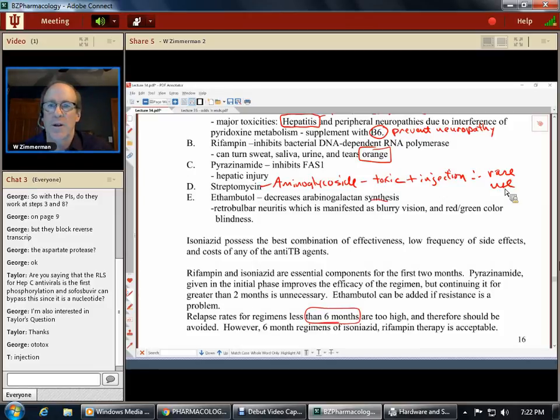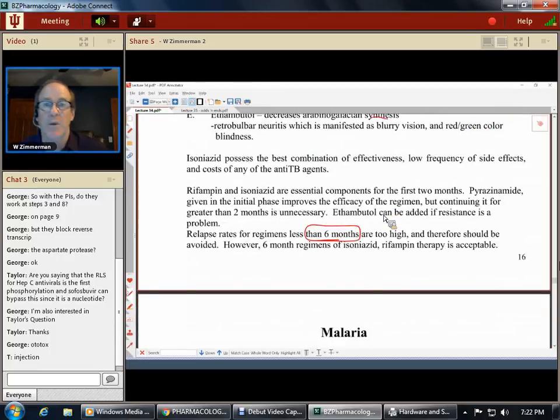Ethambutol, the last one there, decreases the arabinogalactan, so you don't hold the glycolic acids in place. It causes a neuritis, where you get some blurry vision and changes in color. But isoniazid, despite the problems with the hepatitis, it's the best.